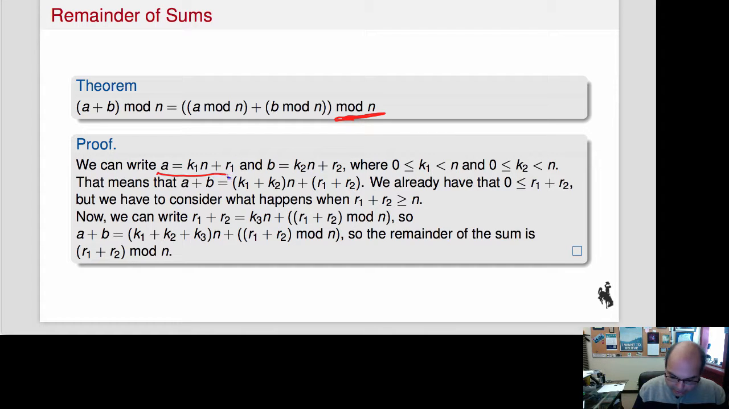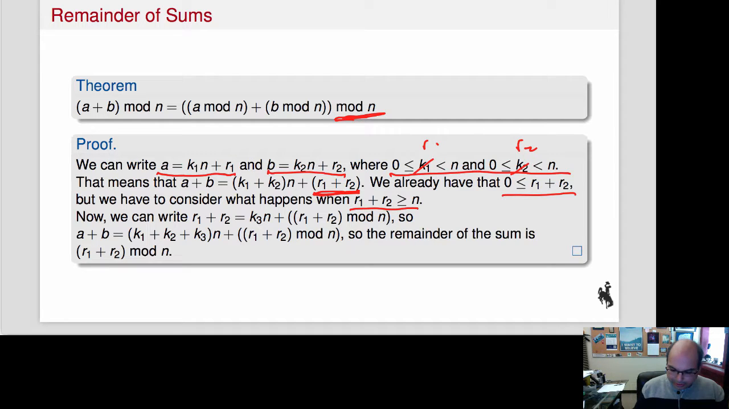Well, a is equal to k1 n plus r1, by the quotient remainder theorem. b is equal to k2 n plus r2, and of course r1 and r2 are in the appropriate range. So a plus b is (k1 plus k2) n plus r1 plus r2, and what do we have? Well, 0 is less than or equal to r1 plus r2. I want to claim that that's the remainder, but it can't quite be, because it could be greater than or equal to n.